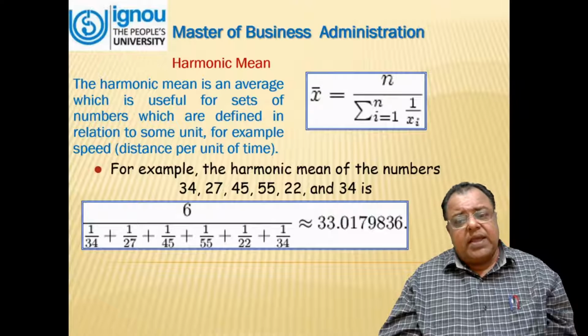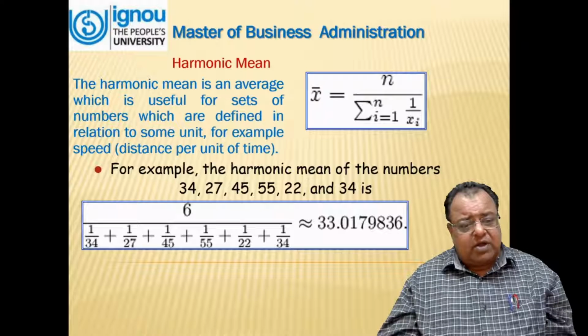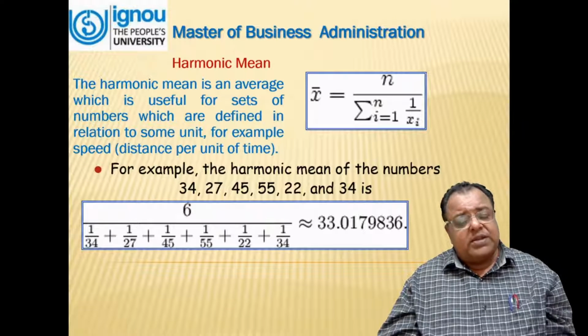Harmonic mean, X bar, is equal to n upon the summation of 1 upon each of the numbers. We can see this formula over here. Suppose we have again 6 numbers, that is 34, 27, 45, 55. That means we have to calculate this particular value.